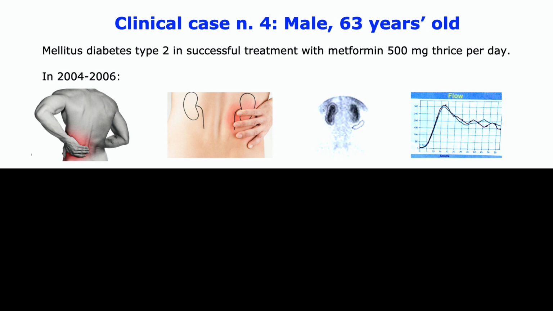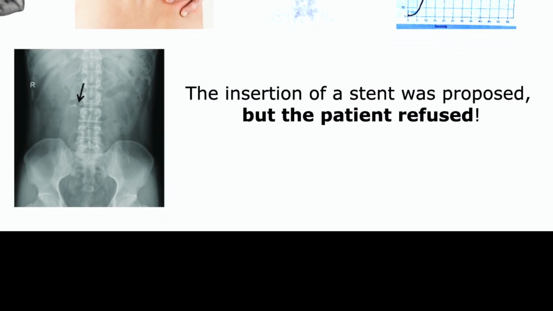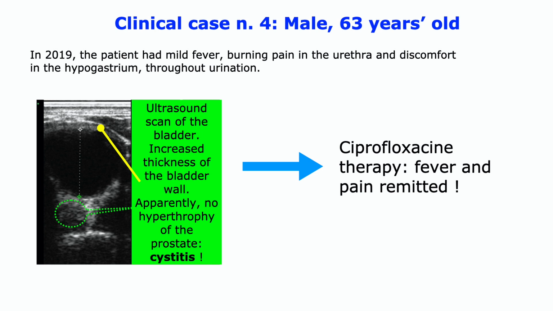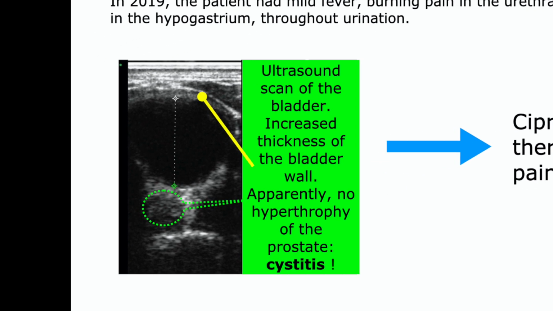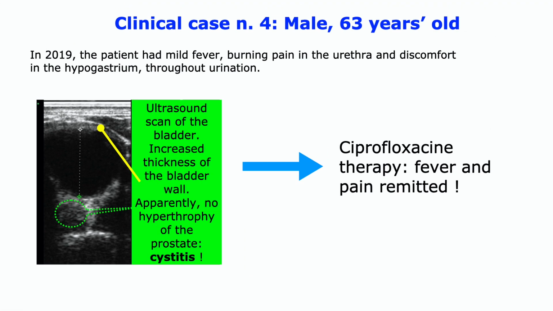At that time, radionuclide and imaging tests assessed the morphology and function of both kidneys as normal. During one of these occurrences, the X-ray obstructing opaque urinary stone was detected in the right ureter. The urologist proposed inserting a stent to ensure proper urine outflow, but the patient refused. In 2019, the patient had a mild fever, burning pain in the urethra, and discomfort in the hypogastrium during urination. The general practitioner prompted the diagnosis of cystitis and treated the patient with the antibiotic ciprofloxacin successfully.